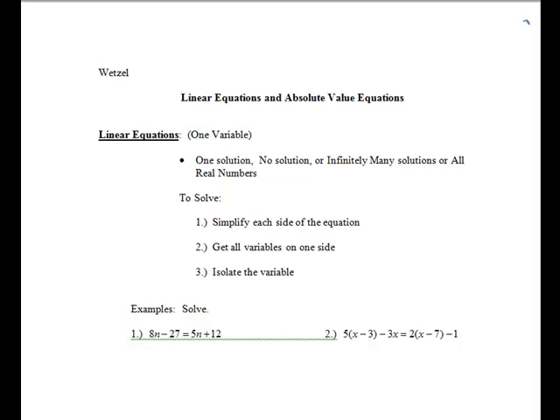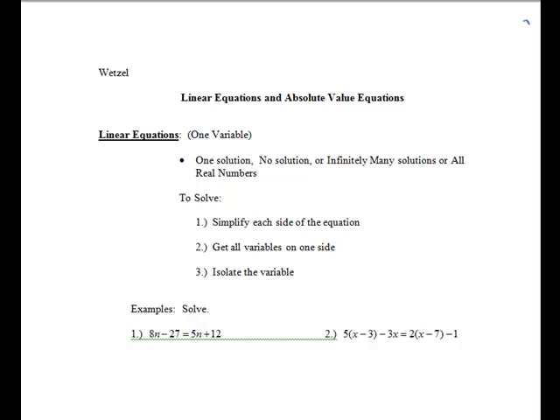Linear equations and absolute value equations. We recognize an equation by the equal sign it will have in the problem. In a linear equation, all the variables will have an exponent of 1. So we're going to focus on linear equations with just one variable, or one distinct variable.